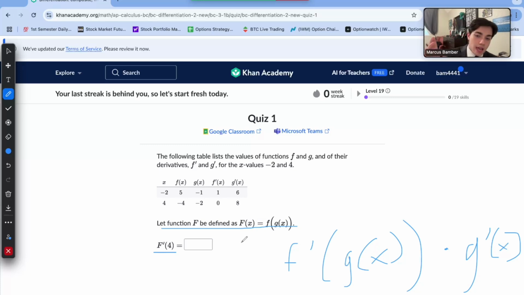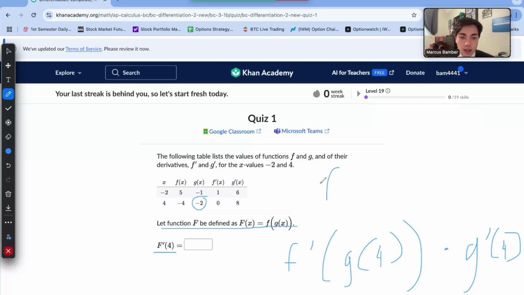Now, to find it at 4, we're simply going to substitute 4 in for each of our x's. So we're going to find g of 4, and we're going to find g prime of 4. So that we're going to substitute in here. g of 4 is equal to negative 2.